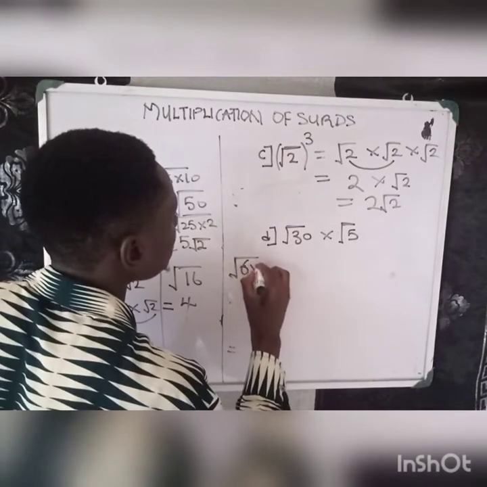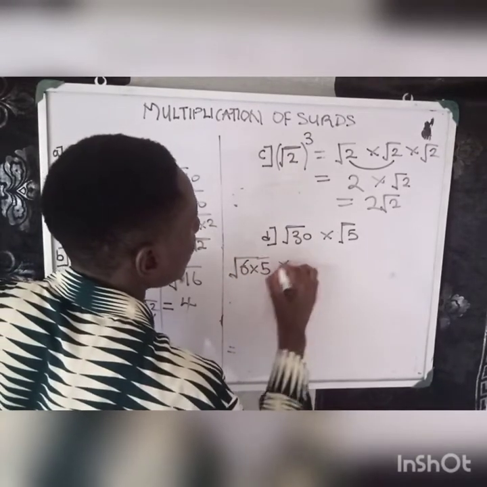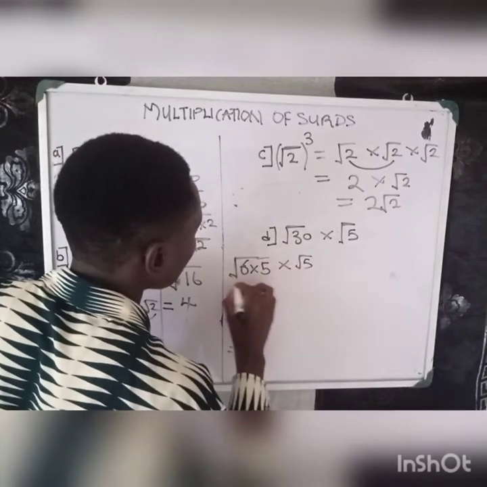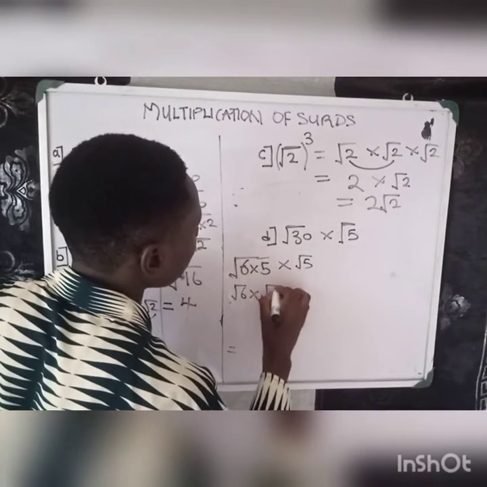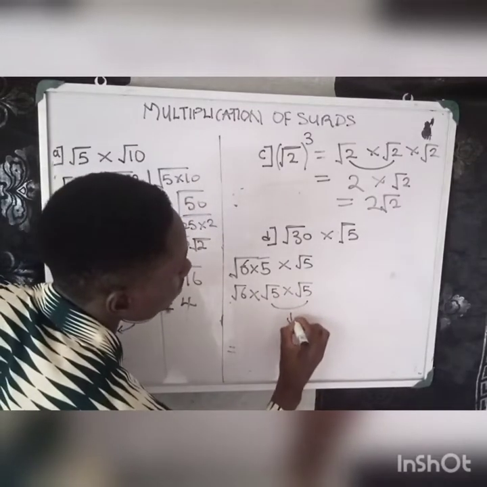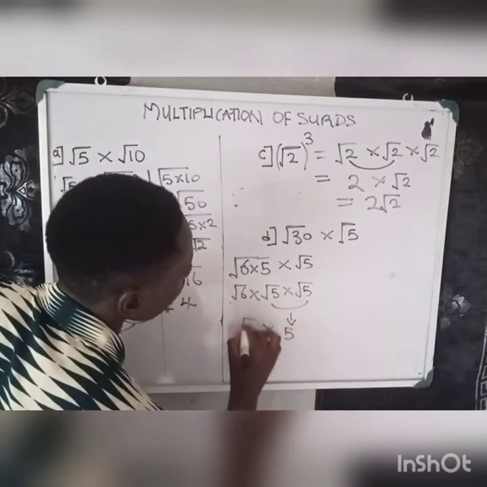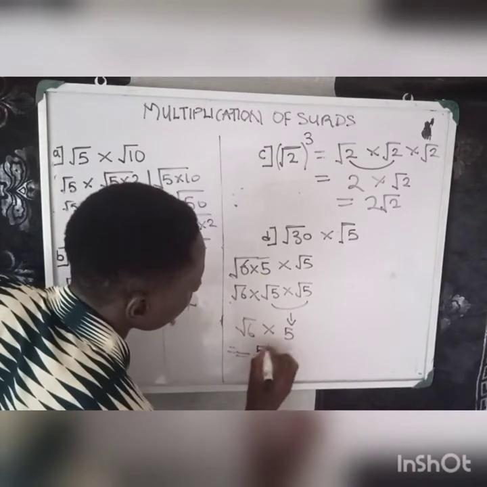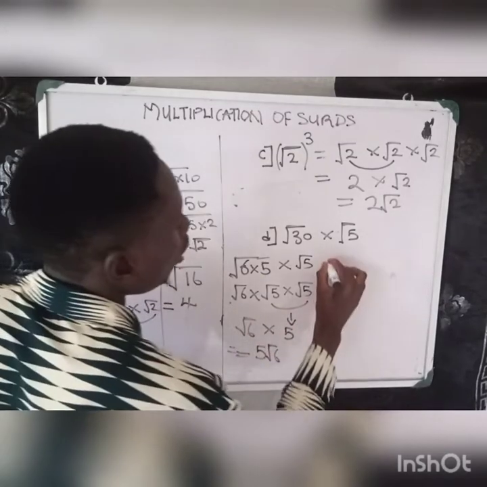The next one, you can have square root of 30 times root 5. If you split 30, it is square root of 6 times 5 times root 5. So this is square root of 6 times square root of 5 times square root of 5. These are similar, giving us 5 times square root of 6. This is 5 root 6. We solve it this way.